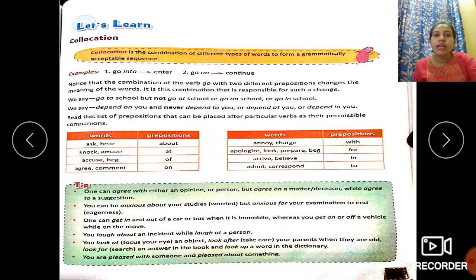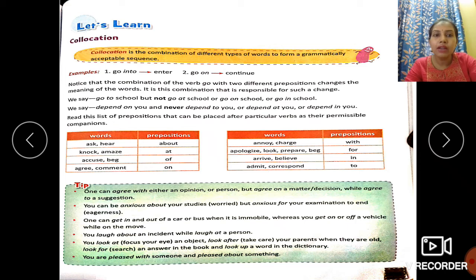Fine? You laugh about an incident while laugh at a person. Do not laugh at the poor. That is laughing at a person. I laughed on the joke that is said. That is again laughed on the joke, not laughed at the joke. Again, laughed about. I laughed about what happened yesterday. Clear? This is how laughed about, laughed at, laughed on are used.